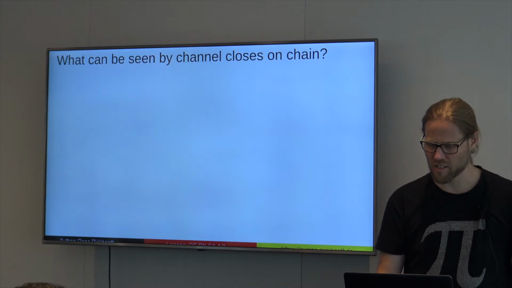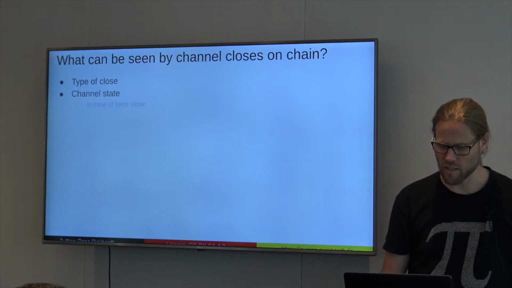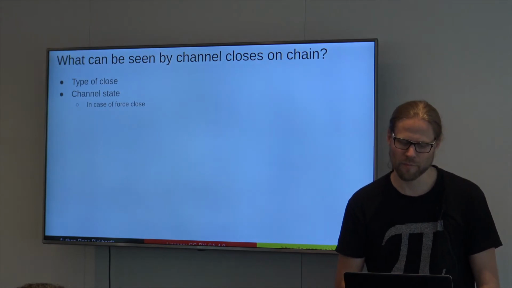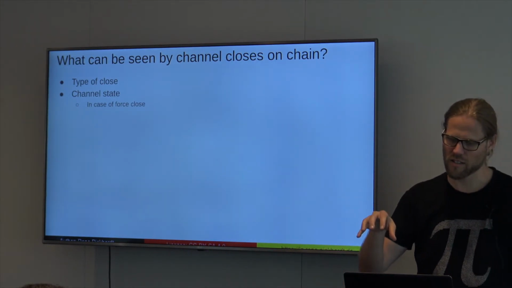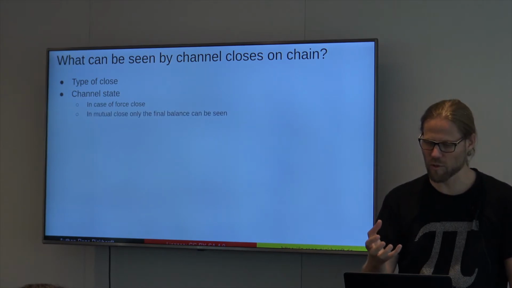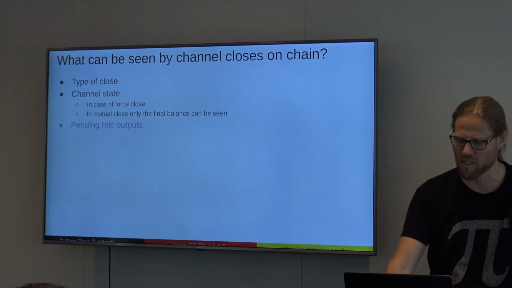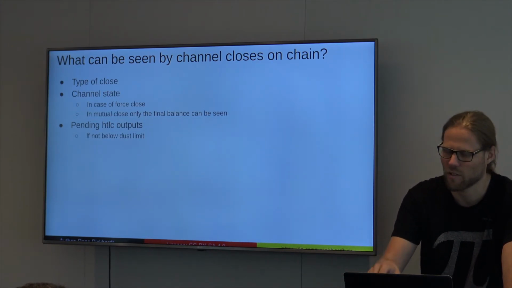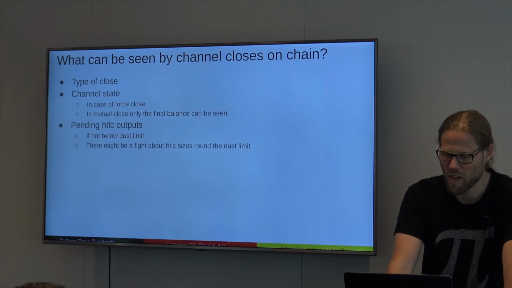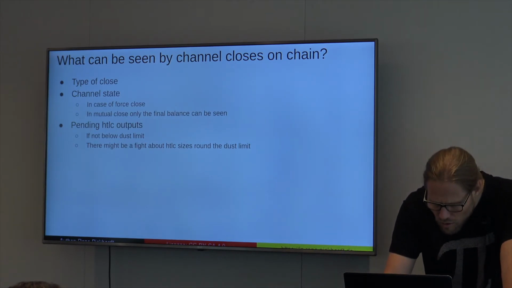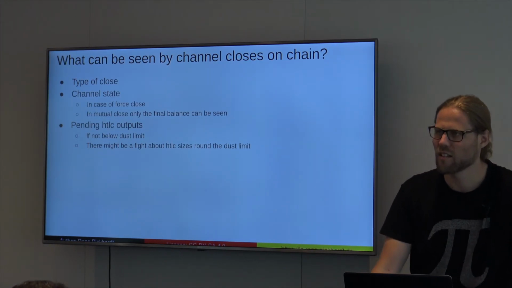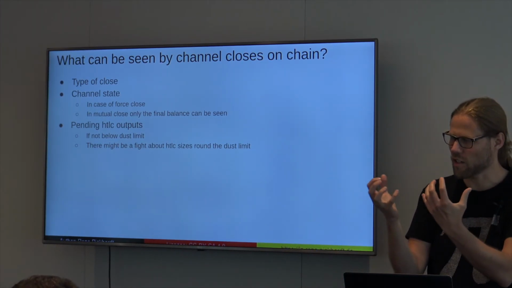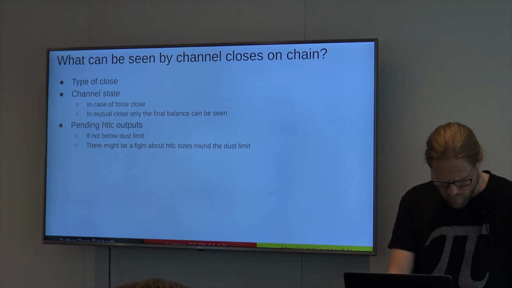So yeah, what can be seen by channel closes on chain? That depends on the type of close. The channel state in the case of a forced close can be seen. In the mutual close case, only the final balance can be seen. And the pending HTLC outputs can be seen only if they are not below the dust limit. And there can be a fight, obviously, when you initiate the channel or about the dust limit.